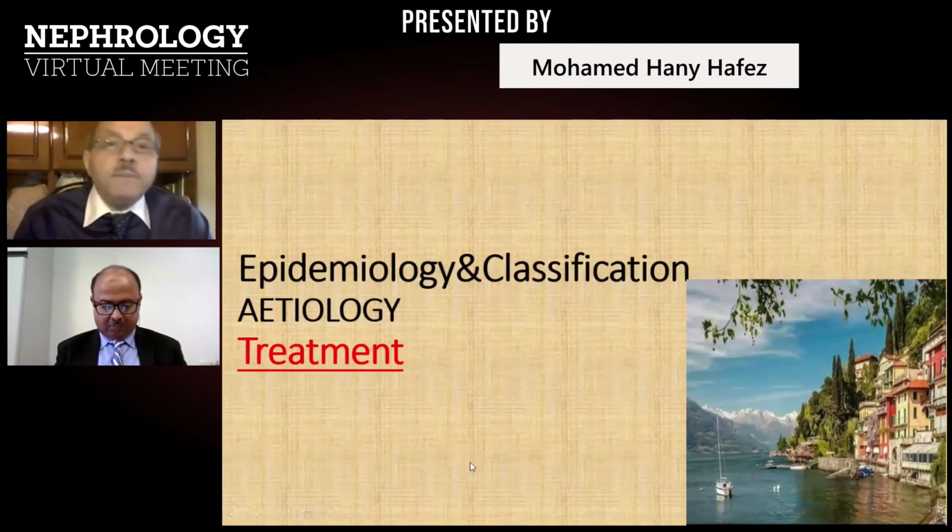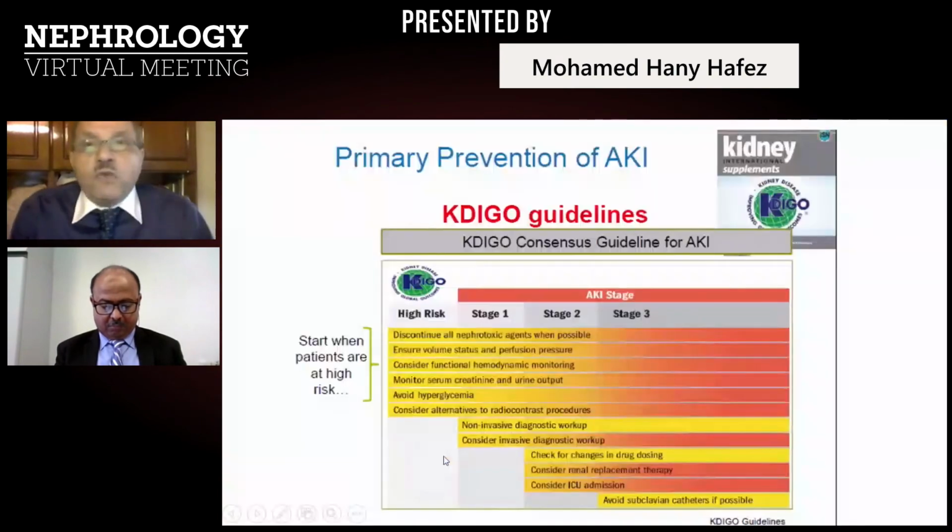Is there any peculiarity in the treatment? Of course, when we see this catastrophe of high mortality, we should go first to primary prevention. Primary prevention is the key. Start when patients are at high risk in the first stages of AKI according to the KDIGO. Discontinue all nephrotoxic agents when possible. Ensure volume status and perfusion pressure.